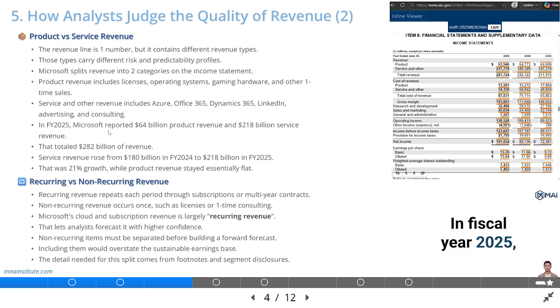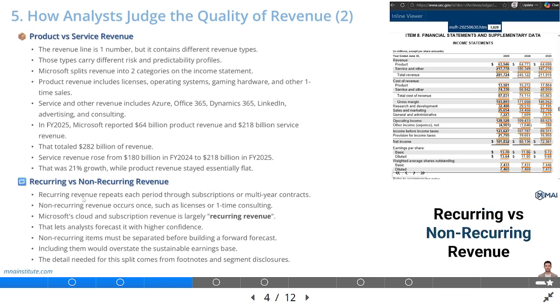In fiscal year 2025, Microsoft reported product revenue of $64 billion and service and other revenue of $218 billion out of total revenue of $282 billion. Service revenue grew from $180 billion in fiscal year 2024 to $218 billion in fiscal year 2025, a 21% increase, while product revenue was essentially flat year on year.